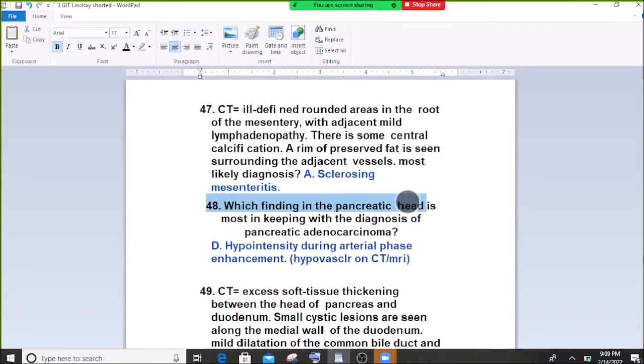48. Which finding in the pancreatic head is most in keeping with the diagnosis of pancreatic adenocarcinoma? Hypointensity during arterial phase enhancement. Pancreatic adenocarcinoma is hypovascular on CT and MRI, so it shows hypointensity during arterial phase enhancement.